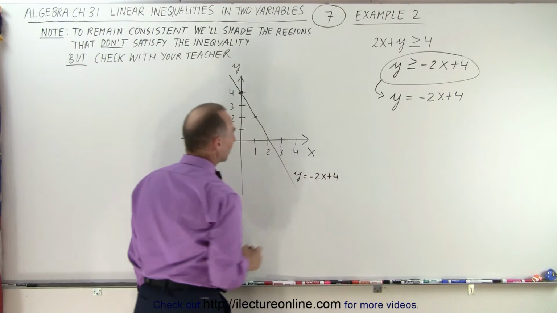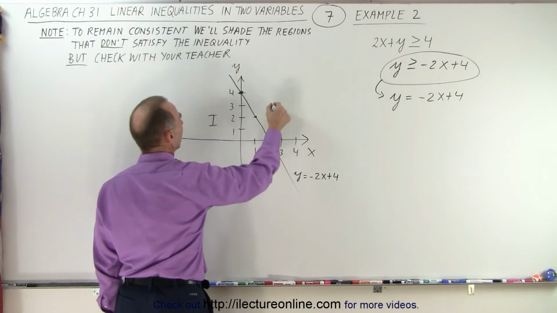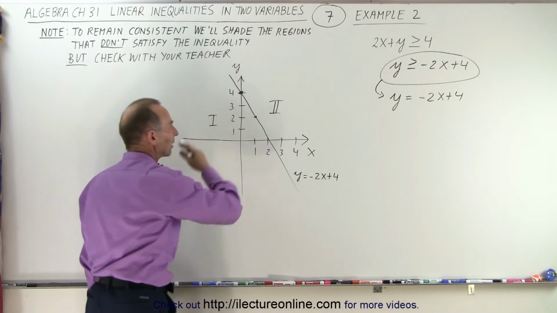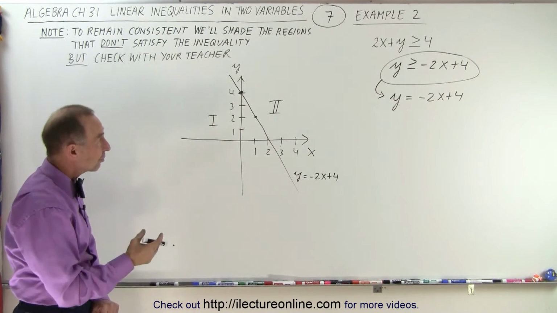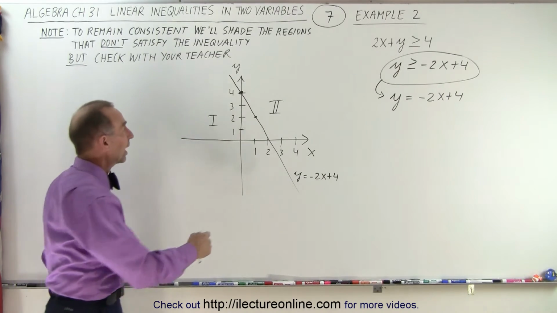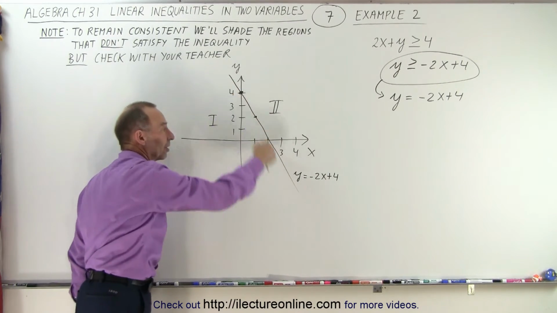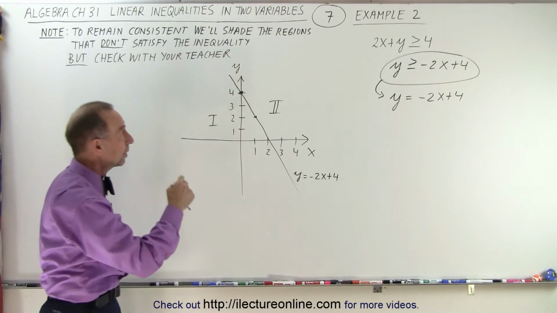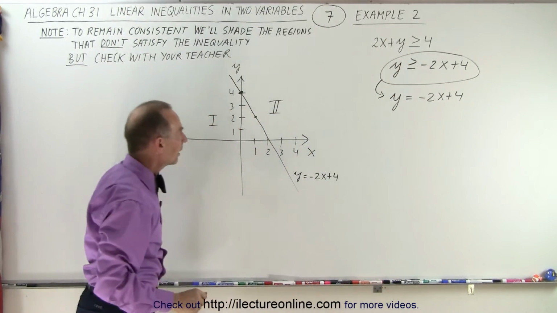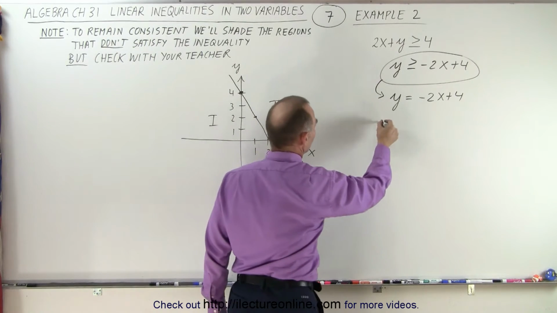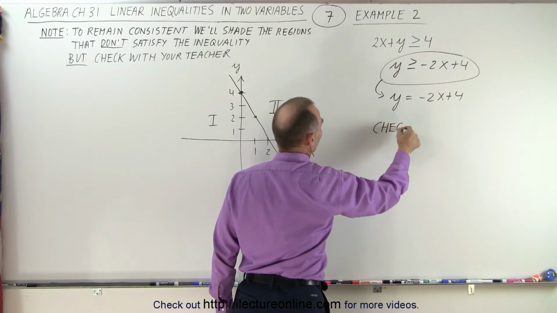plus 4. Now we have two regions, region number 1 and region number 2. So they're kind of side by side here. And which of these regions satisfies the inequality? Now notice we have a solid line because the points on the line also satisfy the inequality because we have an equal symbol there. All right, let's check. We're going to do a check. We're going to do a test.